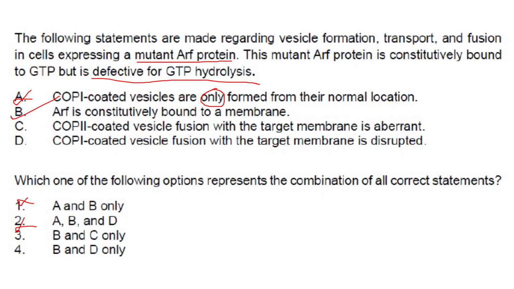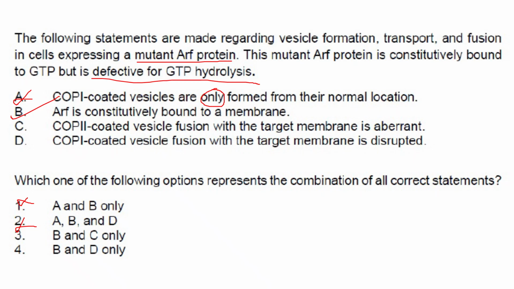Then COP2 coated vesicle fusion with the target membrane is aberrant. Now COP2 coated vesicle fusion is not regulated by ARF protein. It is regulated by another protein called SAR1. So a mutant ARF protein is not going to affect the COP2 coated vesicle fusion.